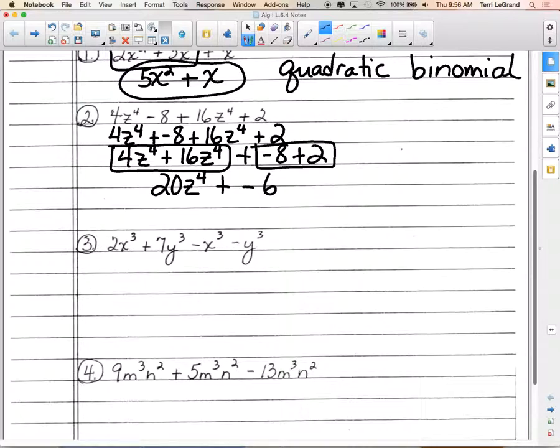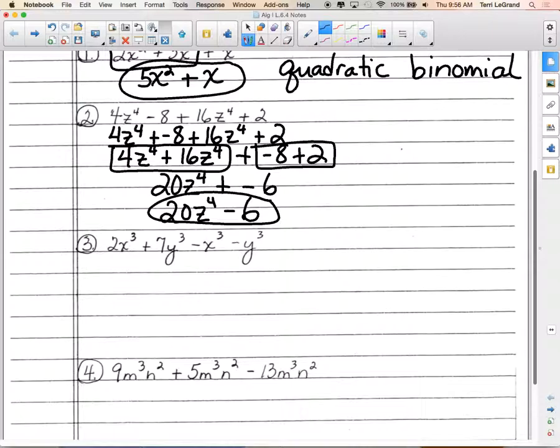Cleaned up, it would be 20z to the fourth minus 6. And before I circle it, I'm going to decide if we have it in standard form. Here's a little hint. There's only two terms, two monomial terms, and one of them is a constant. If the constant's at the end, it's in standard form. So this has a constant, really a negative 6, and it's at the end. So I don't think there's anything we could do.